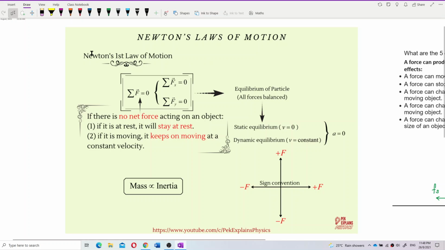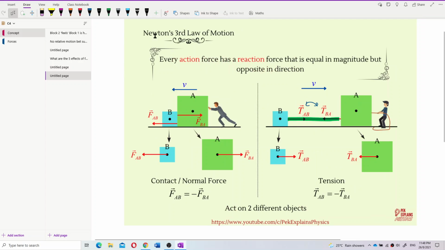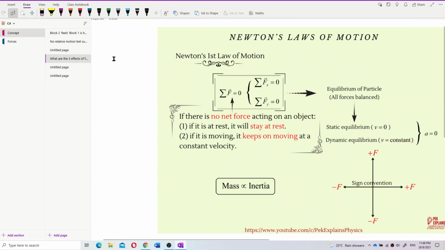Okay, now we are in Newton's laws of motion. We have three of Newton's laws. We have Newton's first law of motion, then Newton's second law of motion, and thirdly, Newton's third law of motion.